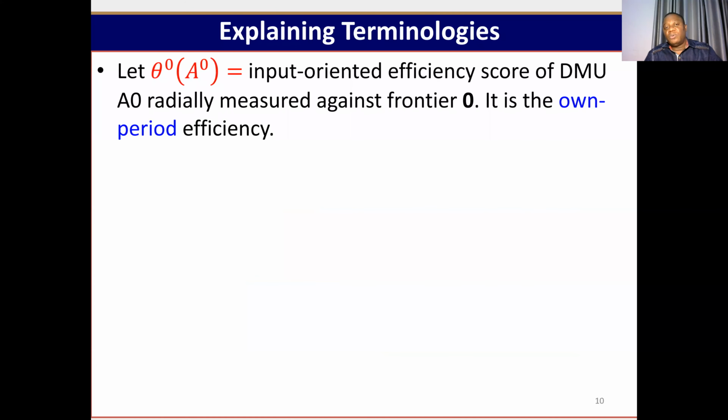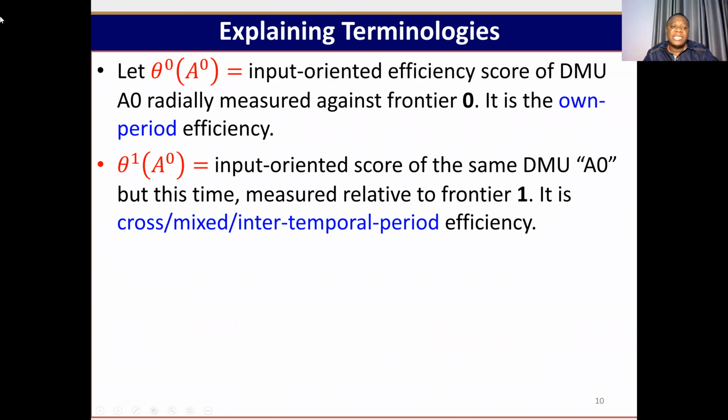Now, if you want to measure the efficiency of a firm in year 0 relative to frontier 0, it is A0 in the bracket with theta 0 outside. That is the input efficiency. Theta represents the input efficiency. If it was phi, it would have been output efficiency. Because they are all 0, with 0 as the superscript, this is an own period efficiency being measured. But when the superscript is 1, the frontier is frontier 1, so theta 1 with DMU A0 in the bracket.